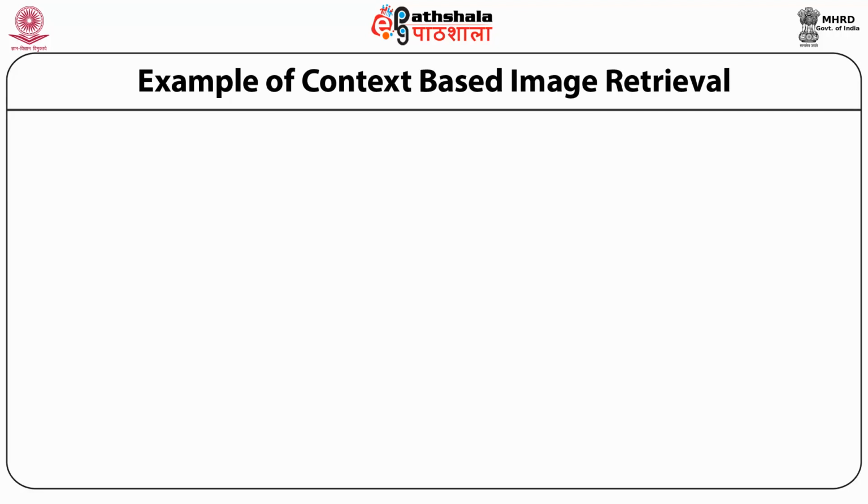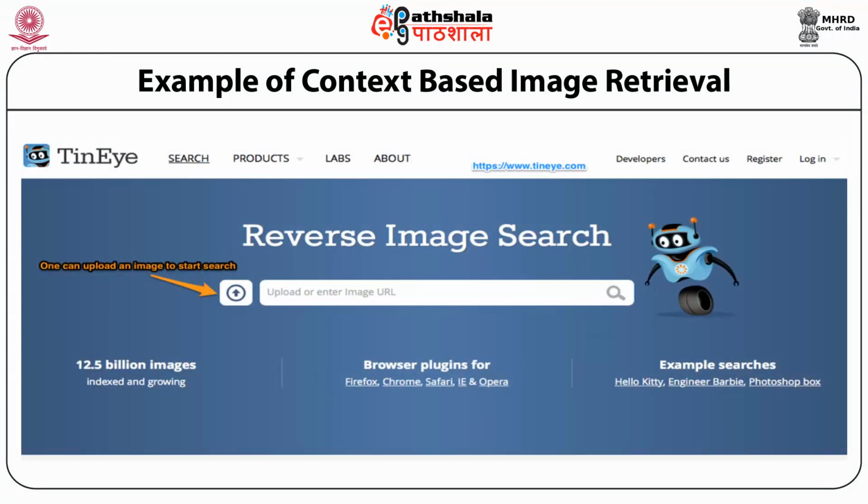This is the interface of TinEye that is available at www.tineye.com. Here you can see that the interface provides the facility where the user can upload an image to start the search. So the matching is actually done on the basis of the image which is uploaded by the user, and this interface does not provide text based searching. So this is the area, context based image retrieval, that involves how the query is done through an example which is provided by the user.